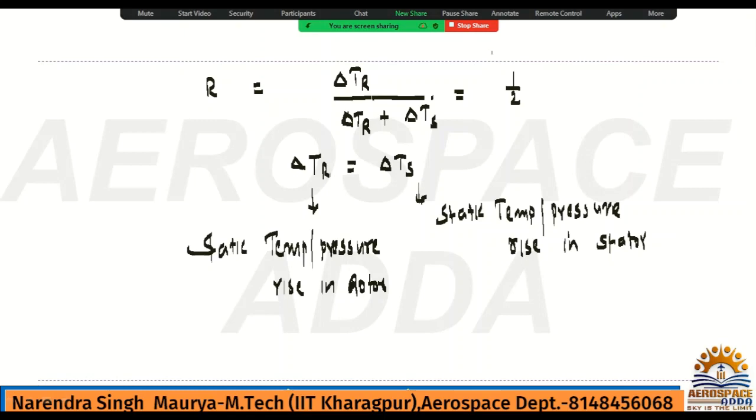Both are equally burdened. Otherwise, if temperature rise in rotor is very high and temperature rise in stator is very less, it means over the rotor blades more work is there, or it is more stressed because it is raising more pressure and more temperature. So for a healthy turbomachinery system, we always try to keep 50% degree of reaction so that our rotor blades and stator blades will be equally burdened.